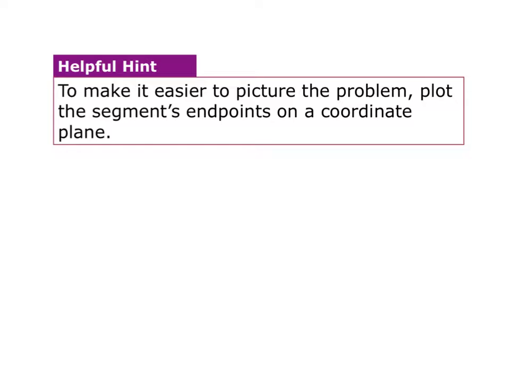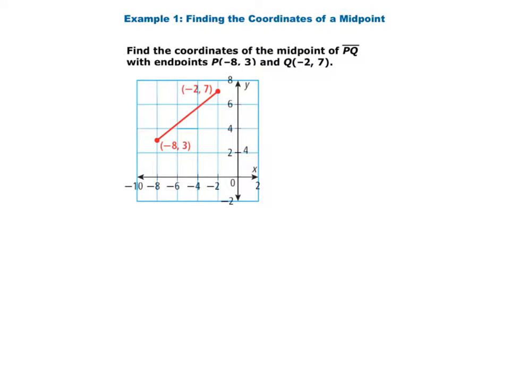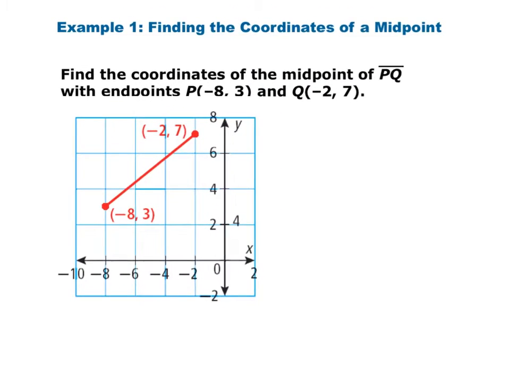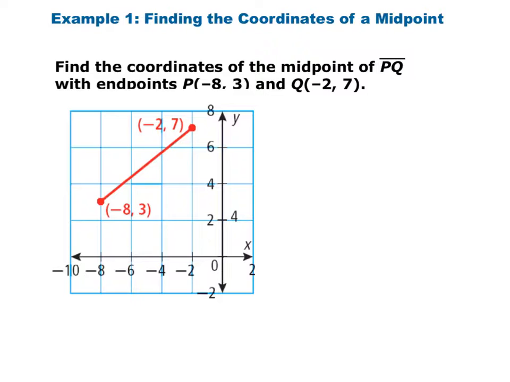To make it easier to picture the problem, plot the segment's endpoints on a coordinate plane. So like how we did for 1.1 through 1.4, I told you every single time to draw it out. This is just saying a helpful hint would be to draw it out. So example 1, find the coordinates of the midpoint PQ with endpoints P and Q.